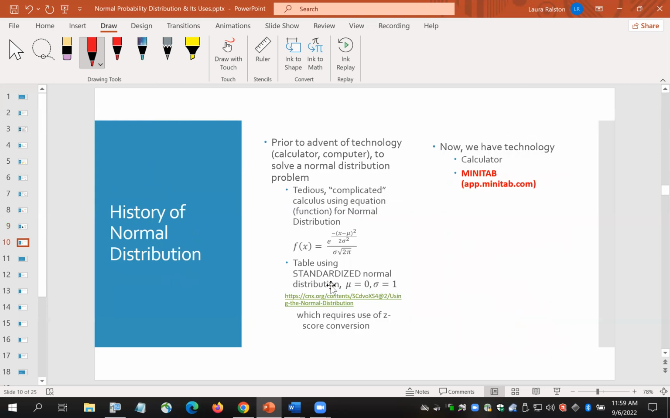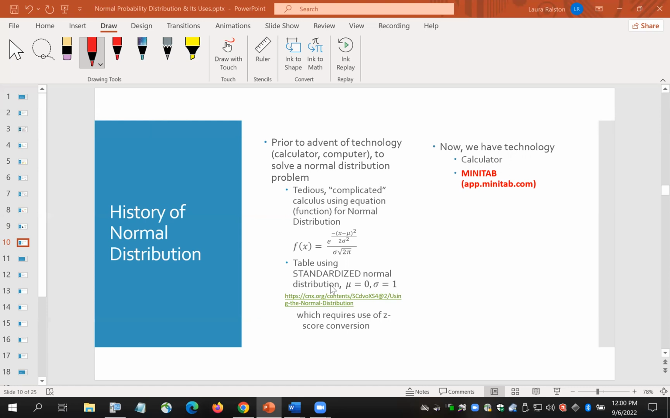Just a little bit of history. Before we had calculators and computers to help us, solving a normal distribution problem was very tedious, and some might say complicated, because you had to perform calculus. You had to take the integral of this crazy looking formula that I showed you just a minute ago and look at it from point A to point B. It was just very tedious and could be very complicated to do.